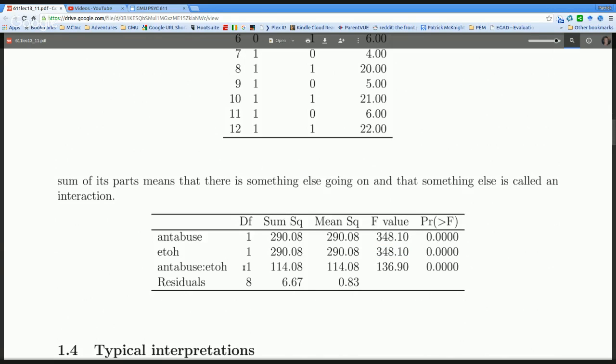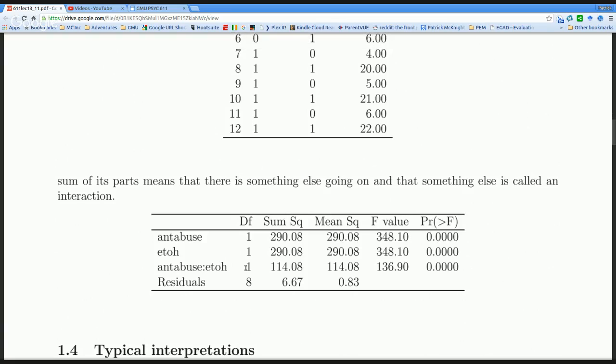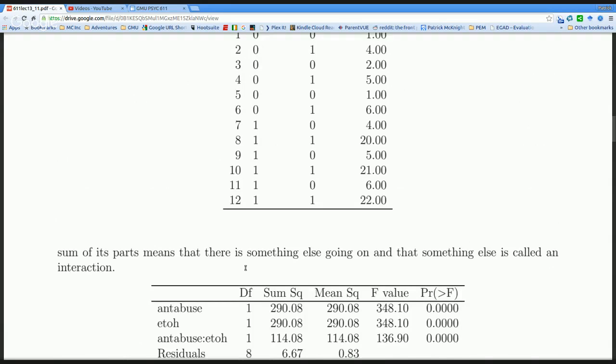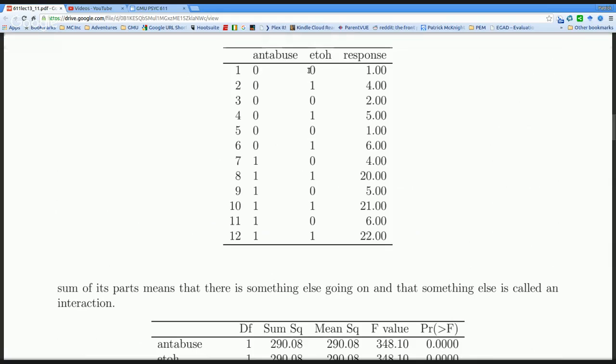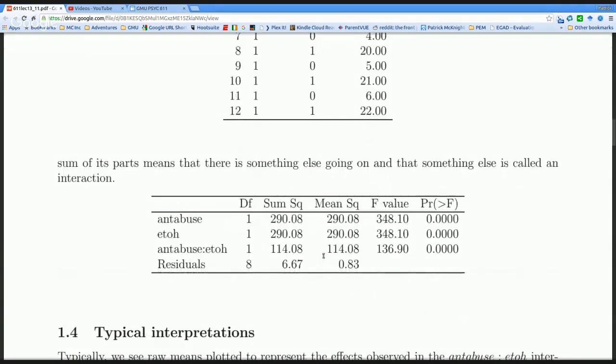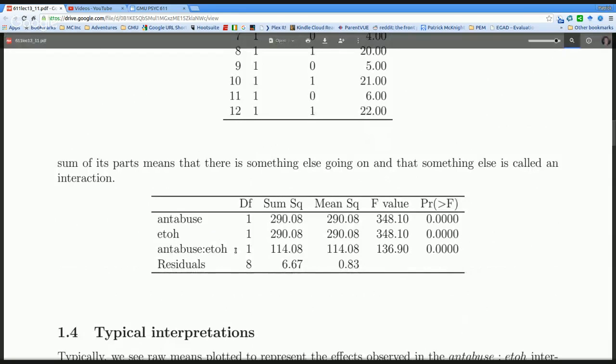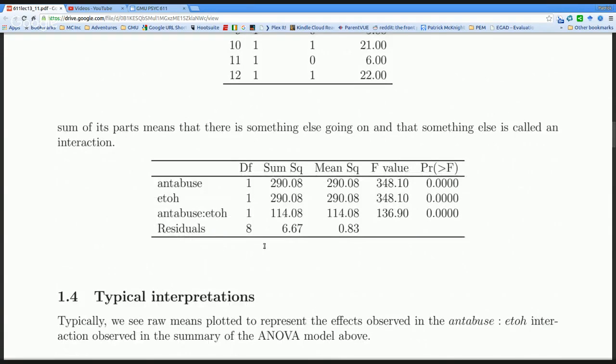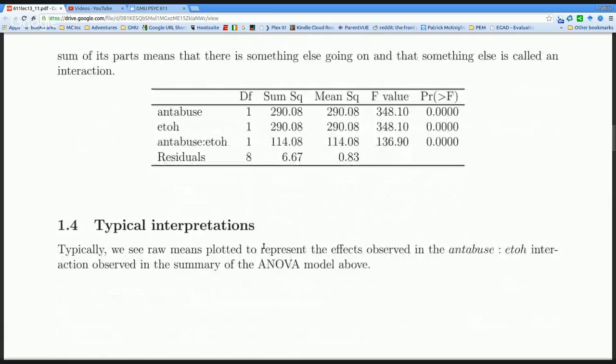Then we have antabuse and alcohol multiplied together. Now you'll notice that if you multiply a 0 by anything, you get a 0. So this is a 0, this is a 0, these are lots of zeros, and then we'll have 1, 2, 3 ones. So this is really going to be an interesting comparison because there's only 1 degree of freedom because they're binary. There's just 2 groups in each one. And I'll show you exactly how that comes out.